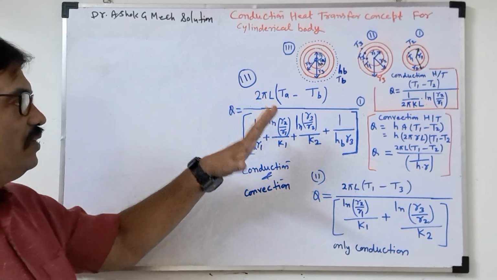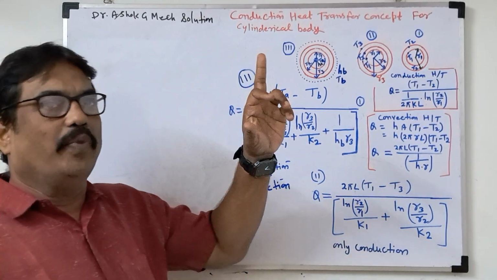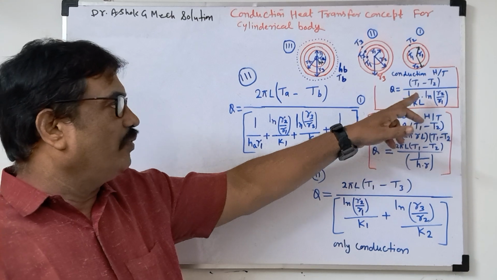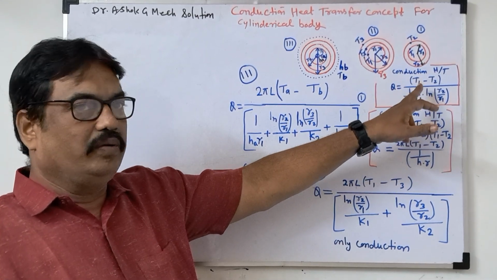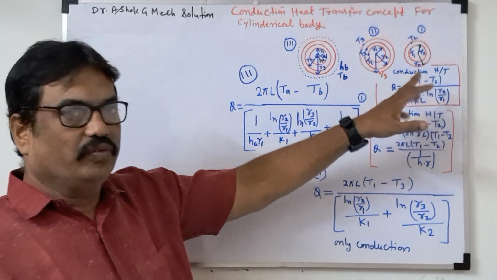So plane walls we already discussed. For a single wall, you have to see the heat flow rate: T1 minus T2 divided by L by KA. That is the thermal resistance.